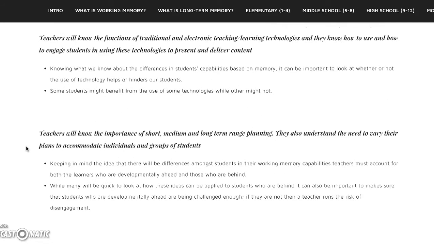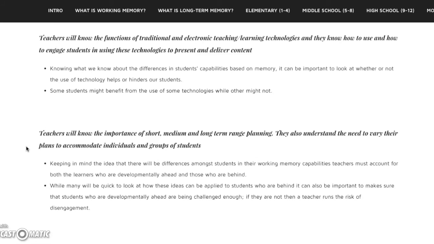Teachers will know the functions of traditional and electronic teaching and learning technologies, and they know how to use them to engage students in using these technologies to present or deliver content. The idea here is that some students are going to respond well to certain types of technology and others may not, but as teachers we should be able to adapt to that and know if the technology is helping our students or hindering them.